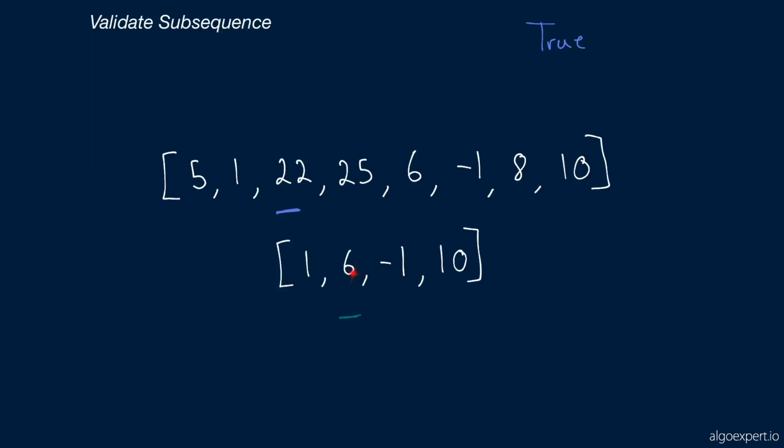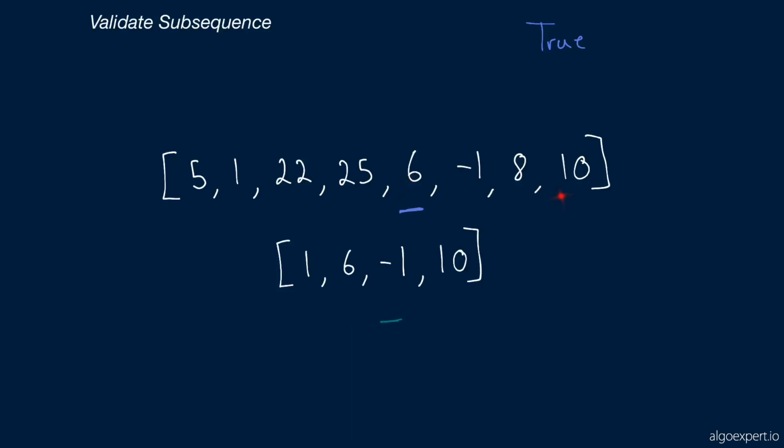Is 22 equal to 6? No, it's not. So we're going to move forward to 25. Is 25 equal to 6? No, it's not. So we're going to keep moving forward. Is 6 equal to 6? Yes, it is. We've got a match. So at this point, we do exactly what we did when we found the first element here with the 1s. We move the pointer in our subsequence forward. So this is now going to point to -1.